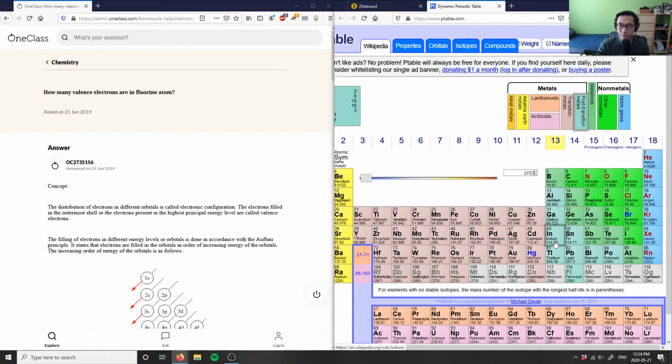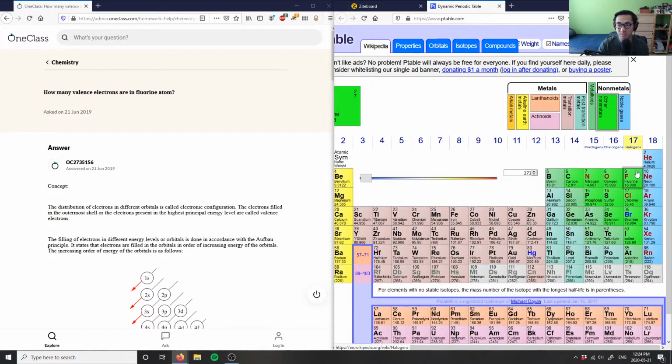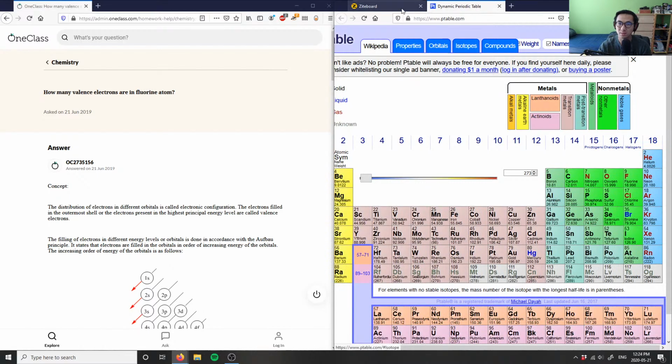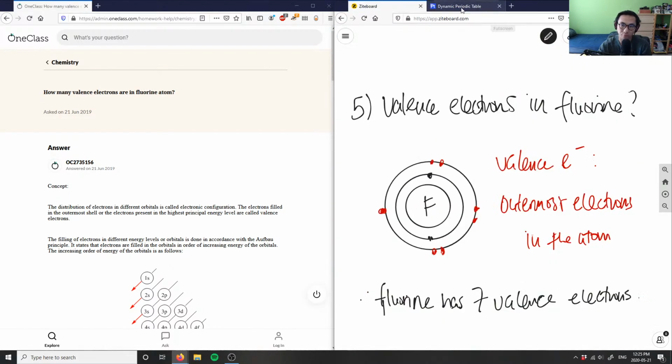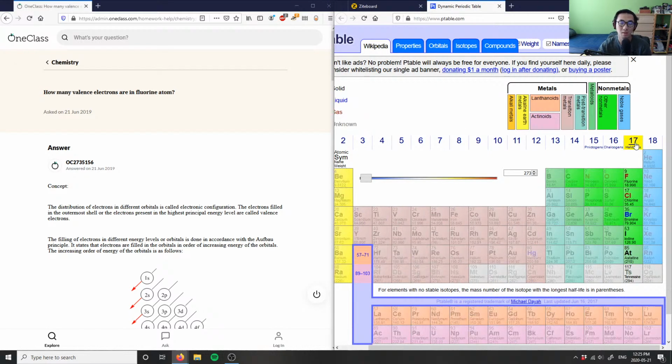Group 13 will have 3 valence electrons. Group 14 will have 4. Group 15 has 5. 16 has 6. 17 has 7. And we can see that fluorine belongs to group 17. So therefore, it has 7 valence electrons. And finally, 18 would have 8 valence electrons here, or a full shell here. And these are noble gases. So in this case here, all you have to do is find fluorine on the periodic table, which is here, and look up to the group, and you see 17. And as you get 17, we know it's 7 valence electrons.